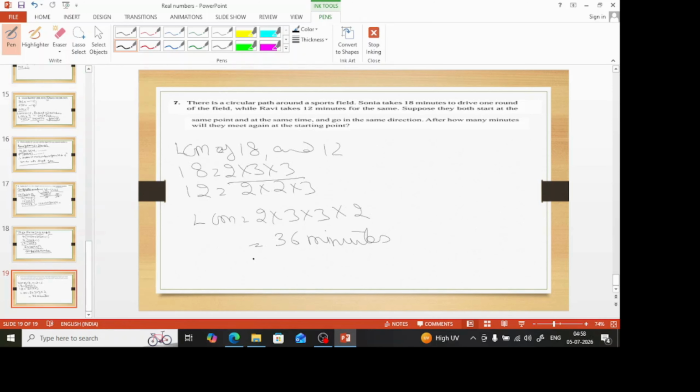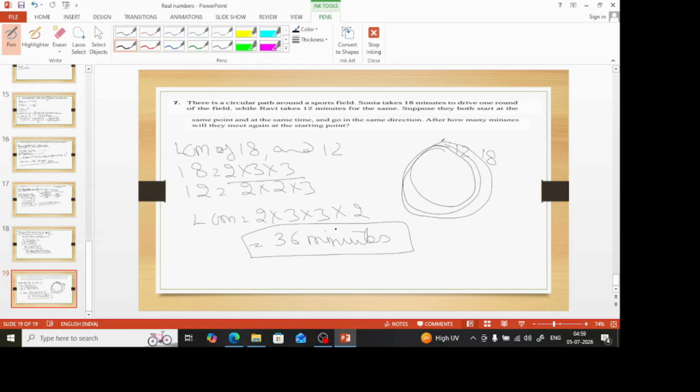Writing the unit is very important in these word problems. If we don't write minutes or any units, we may lose marks. So after 36 minutes, they can meet. I can show you this question with the help of a figure also. Suppose this is a circular path. Sonia starts from here and takes 18 minutes to complete the path. Ravi also starts from here, and he comes back in 12 minutes.